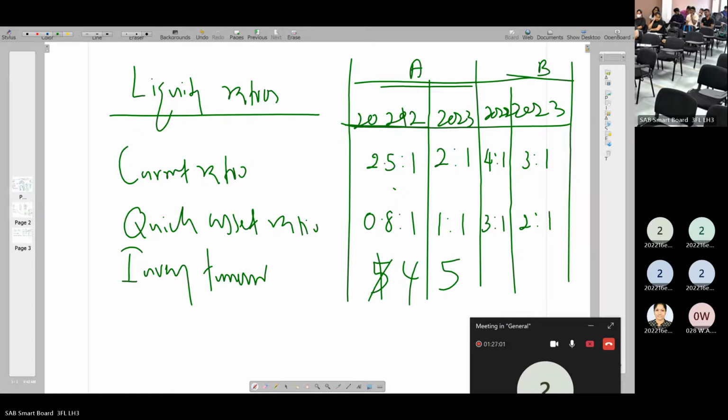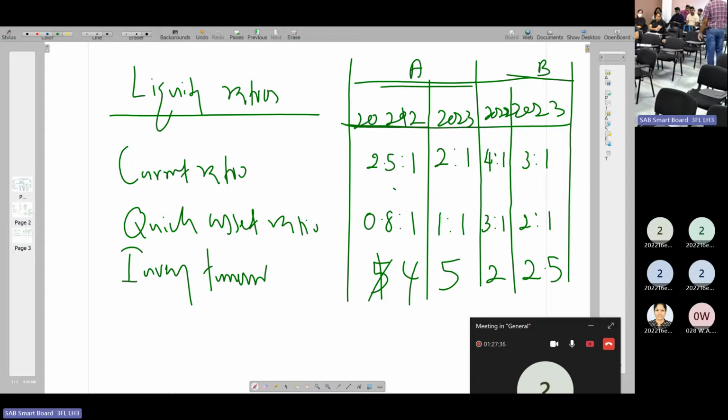Let's say inventory turnover is 2, 2.5. So try to understand the connection between these ratios and the inventory turnover. Is it better for inventory turnover to increase or decrease? It's good when it increases. Better to increase the inventory turnover ratio.